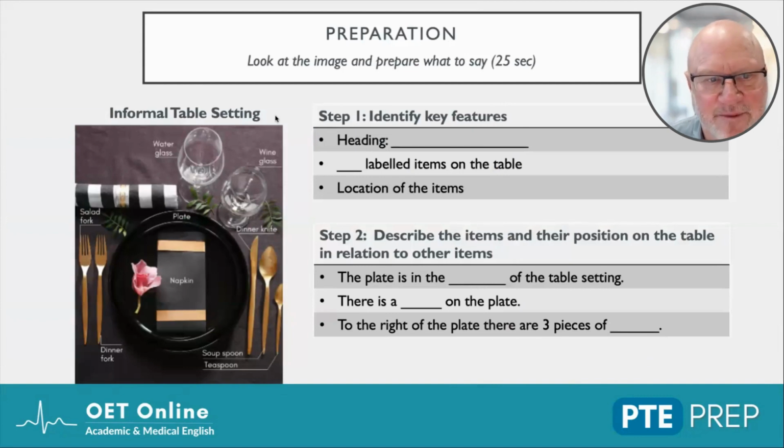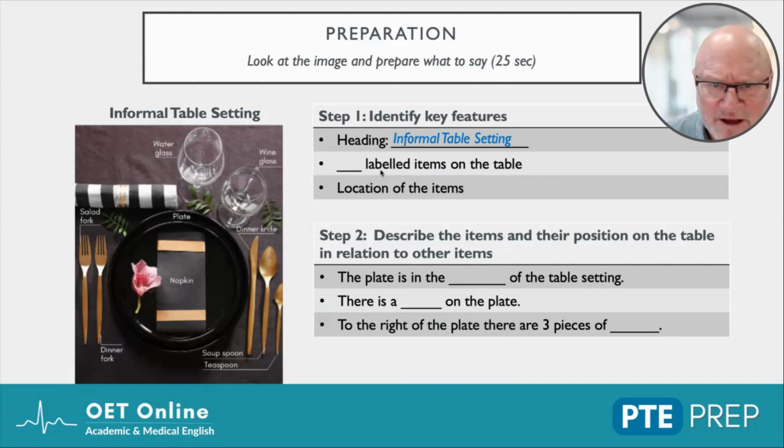And this is an image. It could be a photograph. It could be like a landscape where you really have to describe what you see. So look at what we see here, and we're going to identify the key features. So the heading, we'll use that language, informal table setting.